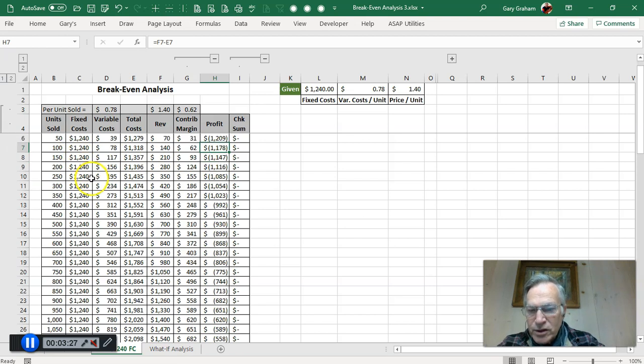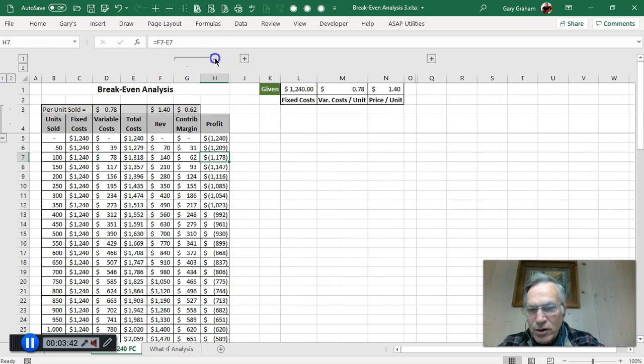So then this table just goes all the way down, and don't worry about this checksum column out here. That's something I build into all of my spreadsheets to double check my numbers, to put in another formula to make sure it comes back to 0, but you can just ignore that. So let's close that up.